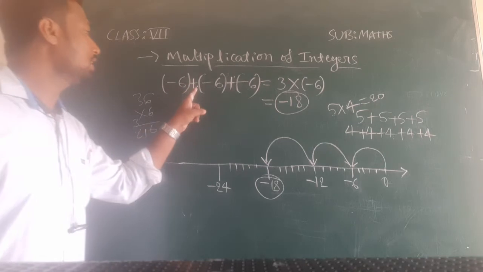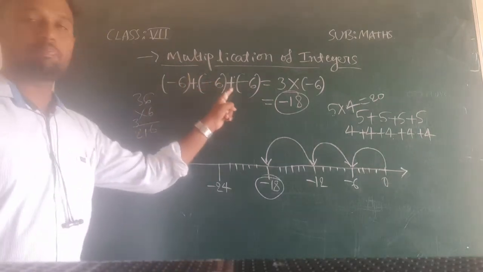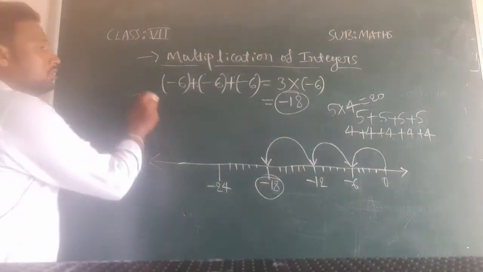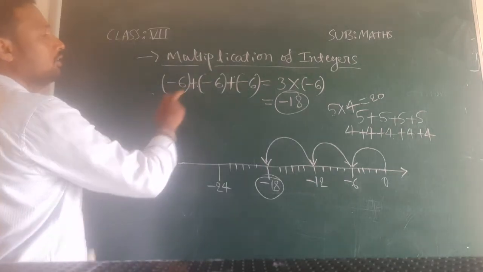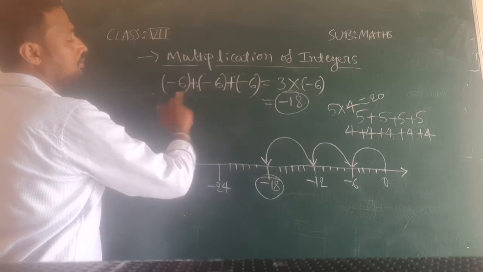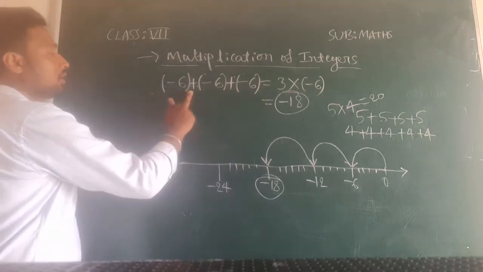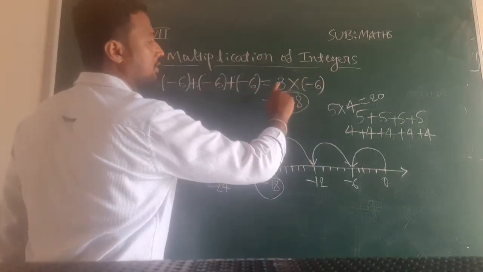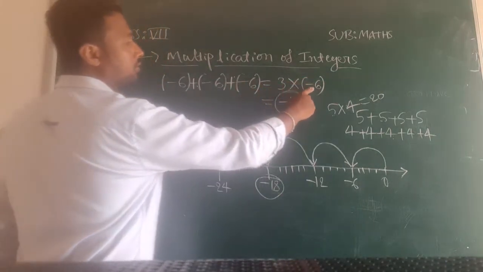So the meaning of multiplication is repeated addition only. That's why here we should consider addition only, plus only, repeated addition. Remember this. So now here what will we get? 3 times we are repeatedly adding this -6. So 3 into -6: 3 into 6 means 18, and we get minus, so minus 18.